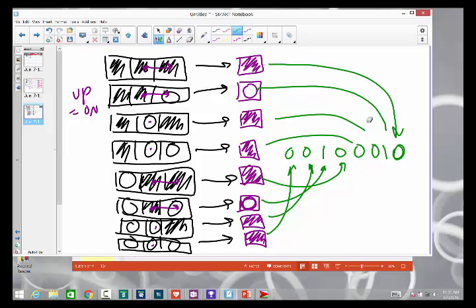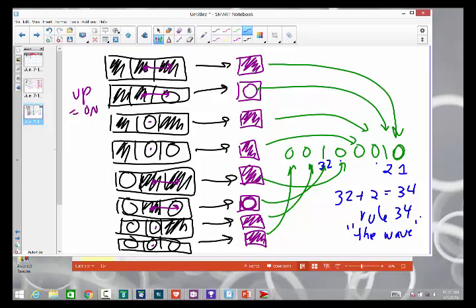How do we convert that into decimal? Well, we recognize the places. Here's my 1's place, here's my 2's place, 4, 8, 16, 32. I really only care about the places where I have a value of 1. I have 2 and 32. 32 plus 2 is equal to 34. So rule 34 is the wave, or at least the wave as we created it. Rule 34, the wave.